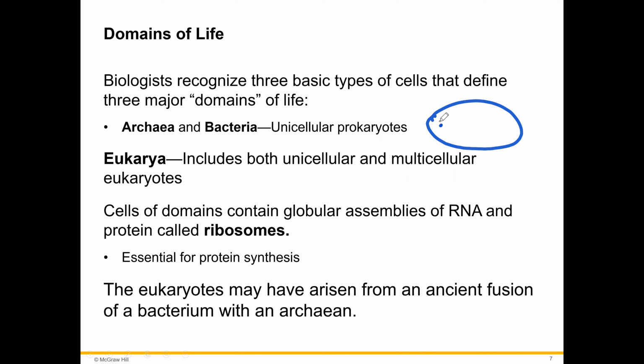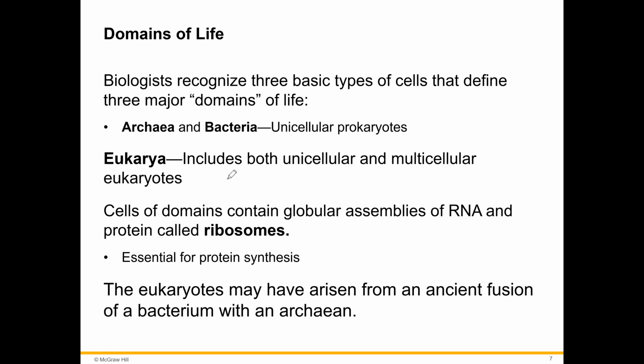So they have a cell and they have DNA. So DNA is inside the cytoplasm, so no specific organelles, so they're prokaryotes. And domain number 3 is eukarya. It includes both unicellular and multicellular eukaryotes. And eukaryote means those cells have a nucleus, and DNA mostly is found inside the nucleus.